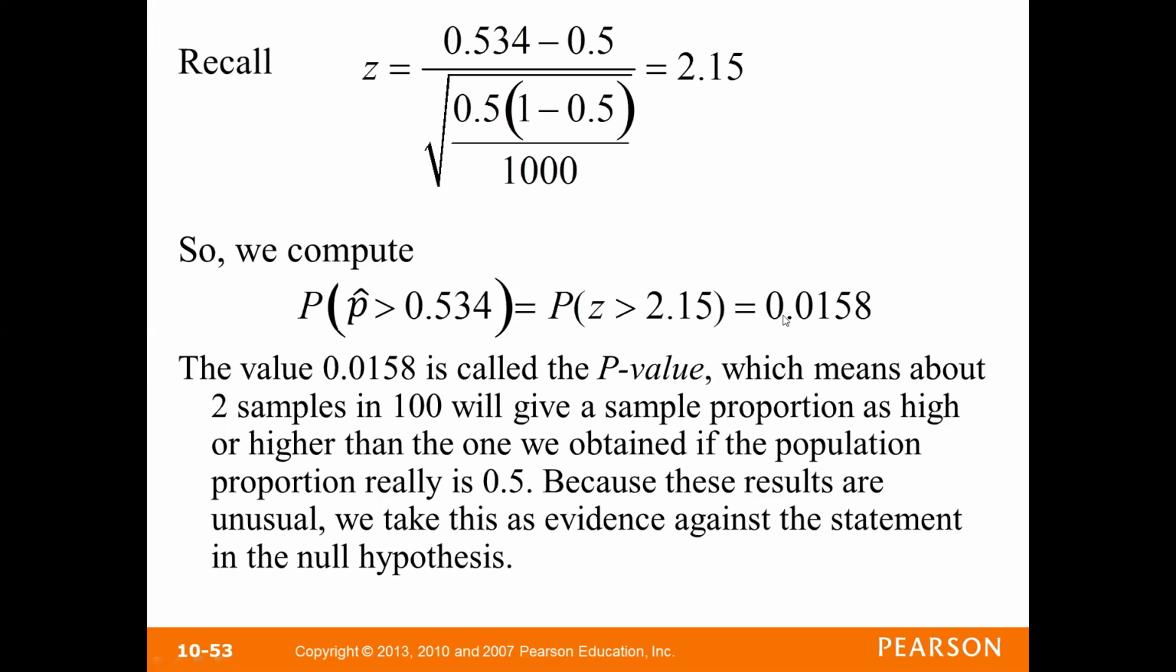Because that is such a small number, we are not likely to believe the null hypothesis is true. We will reject it in favor of the alternative that the proportion is greater than 0.534.